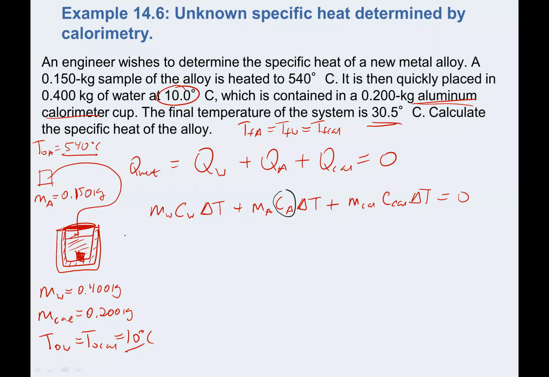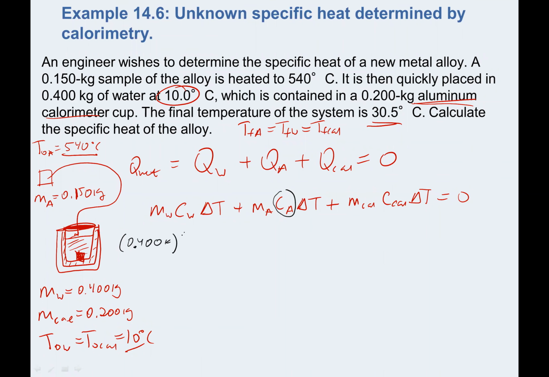So the mass of water is 0.400 kilogram times the specific heat of water, which is 4190, or 4186 you can put, joules per kilogram Celsius. And then delta T: final of 30.5 minus initial of 10. Then plus the next one. Let's do the second one.